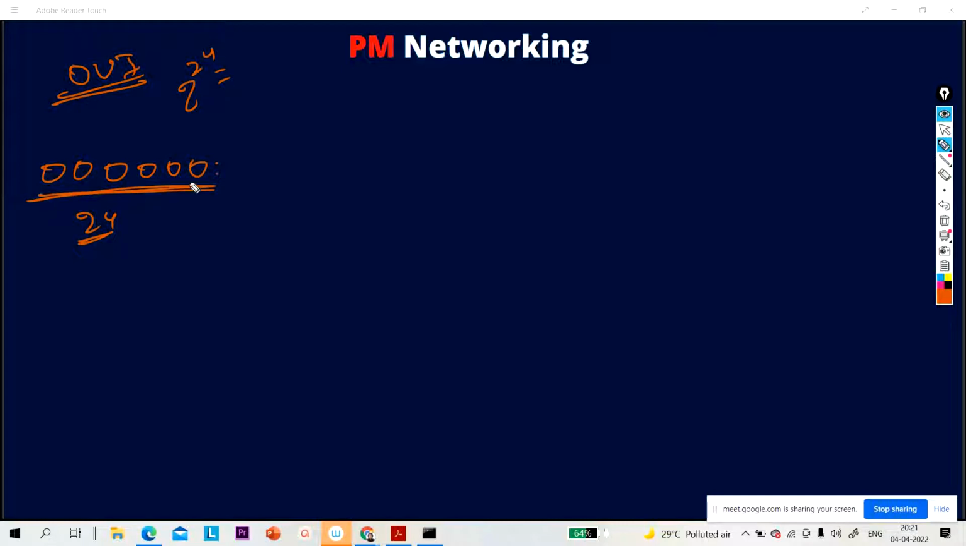With this single OUI, when HP manufactures their first computer, they will put 24 bits. Suppose 1, 2, 3, 4, 5, 6, 5, 1. It's the first computer of HP, right? That is the MAC address of the first computer. Now they will manufacture the second computer, then again the OUI will be the same, but the vendor assigned part will be different.